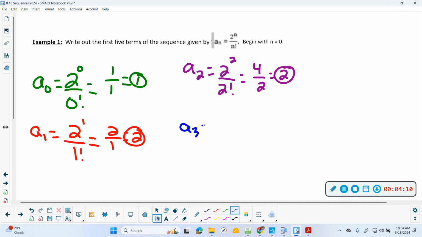We're getting there. So 2 cubed over 3 factorial. I already heard somebody say 8 for 2 cubed. What's 3 factorial? 3 times 2 times 1, 6. Well, it doesn't give us a whole number, but we could at least reduce it.